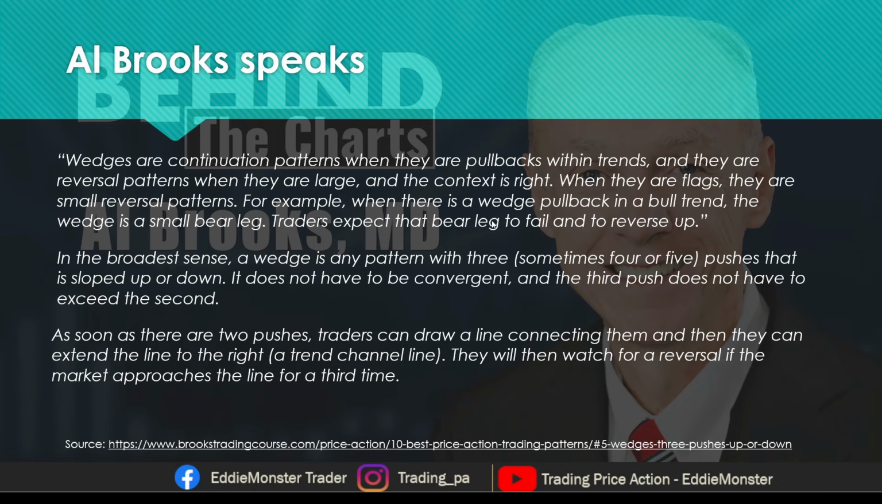For example, when there is a wedge pullback in a bull trend, the wedge is a small bear leg, right? Of course, we have three pushes down. This is a wedge in a bull trend, so we call that a wedge bull flag, right? So they expect the bear leg to fail and reverse up for resumption of the trend. That's basically what Brooks says, right?